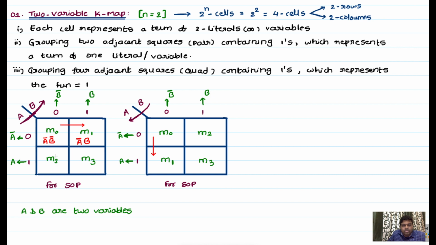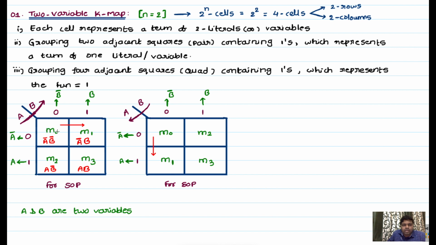Now M2 equals what? A into this B bar. Why am I taking products only? Why can't we take sums? Because this is sum of product, so we will get only product terms. After that we can add all these product terms, then we will get the sum of product Boolean expression, right? And next M3 equals what? This is A row and this is B column, so that we will get A B. So these are the four product terms.